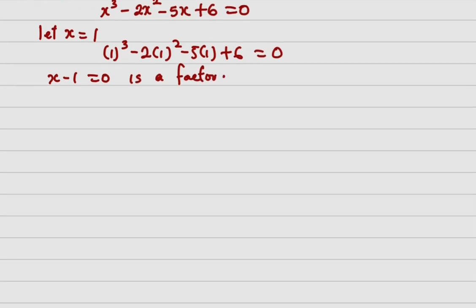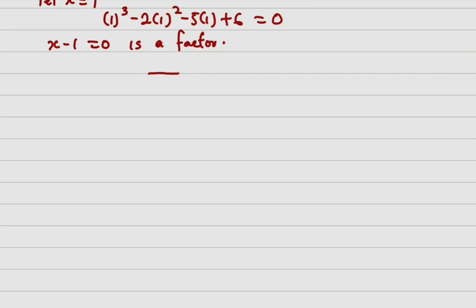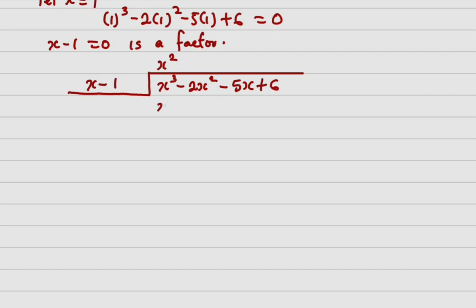Now, if this is a factor, it means it is divisible. So let's divide and see. Okay, so let's have our division. Good. Now this is x minus 1. Then what we have inside is x cubed minus 2x squared minus 5x plus 6. Let's divide. We are going to start with x squared, and it will give us x cubed minus x squared. When we subtract, we will have minus x squared.